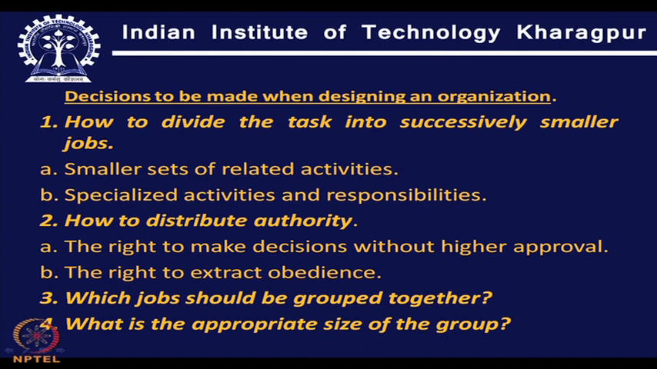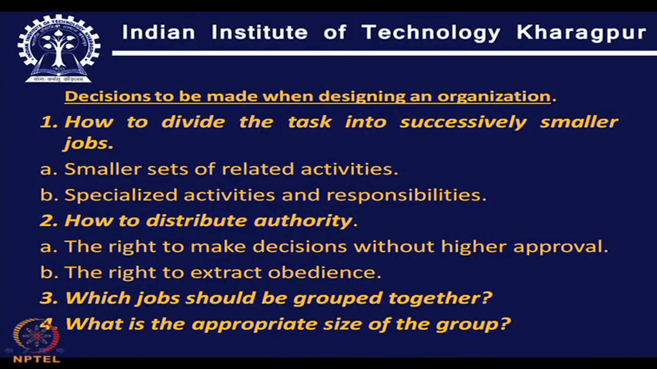The decisions to be made while designing an organization include how to divide a task into successively smaller jobs. We can divide it into smaller sets of similar jobs and also into specialized activities and responsibilities. So the first question is how to divide a job into smaller units: either we take as units smaller sets of related activities, or we take specialized activities and responsibilities.